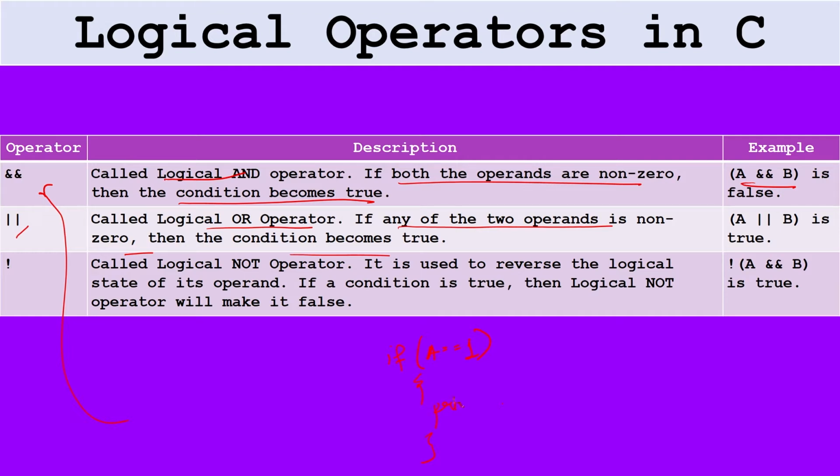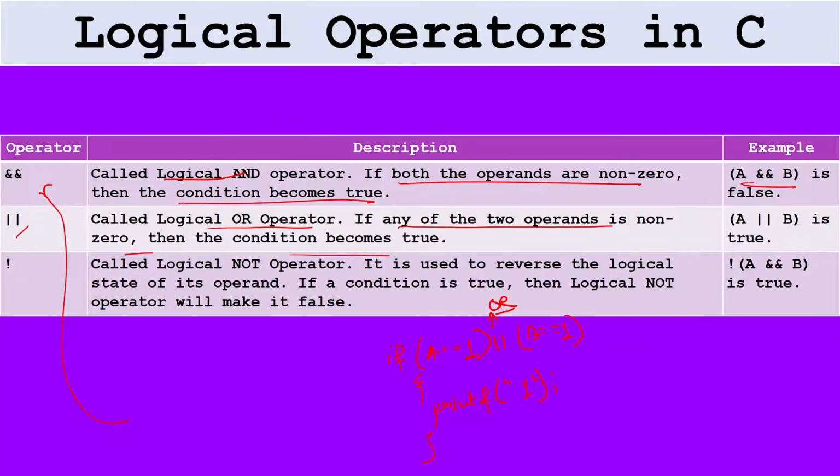Okay, printf 1. And we have to also check if B is equal to 1. That is, if A's value is 1, then print 1. If B's value is 1, then also print 1. So how will we do this? We have A equal to 1, if this is true, or if B equal to 1 is true, then print 1. So how will we compare? We will compare using the OR operator. Okay, this is the OR.